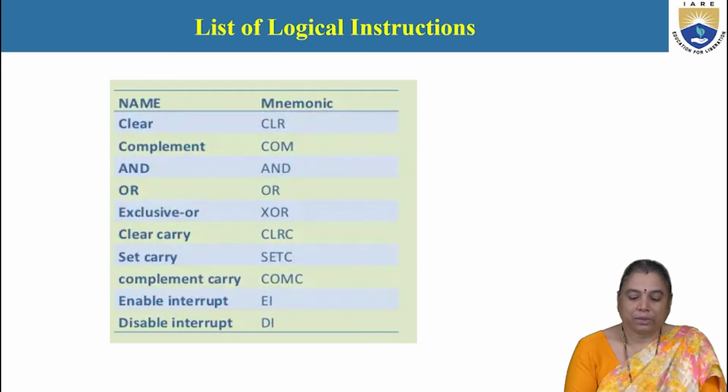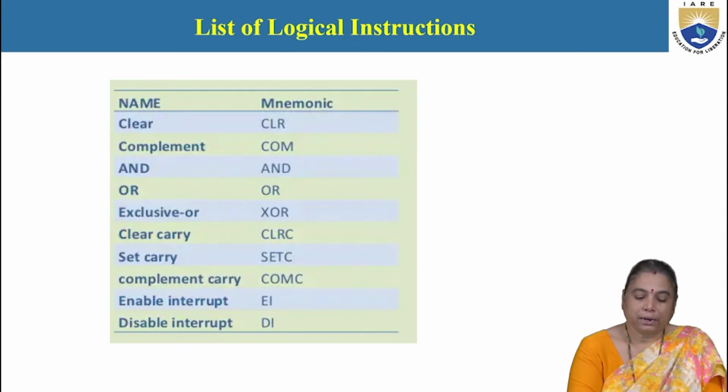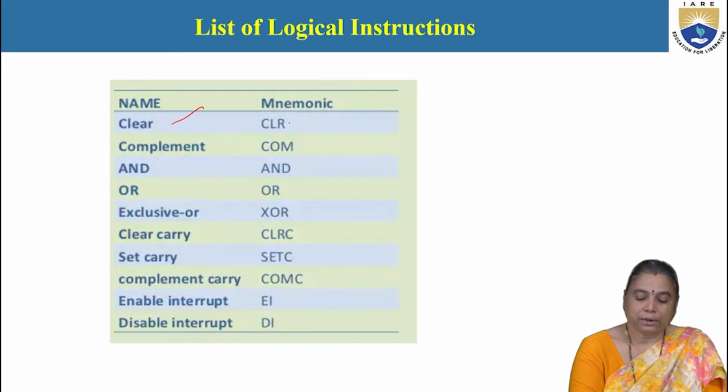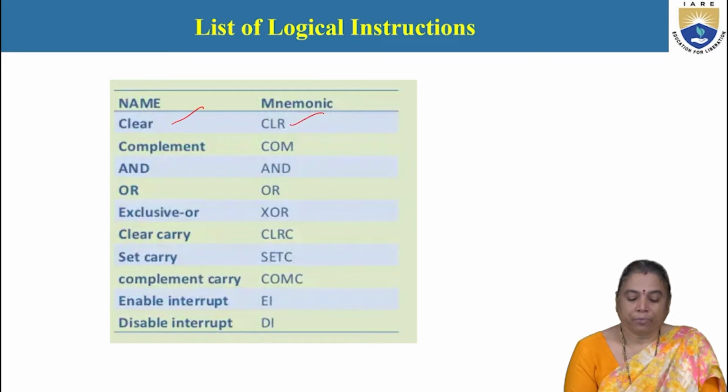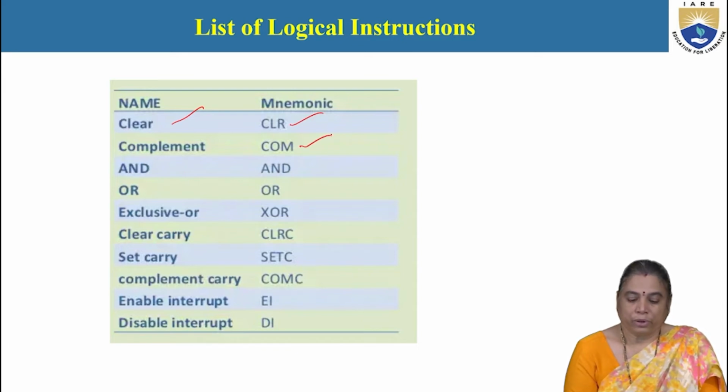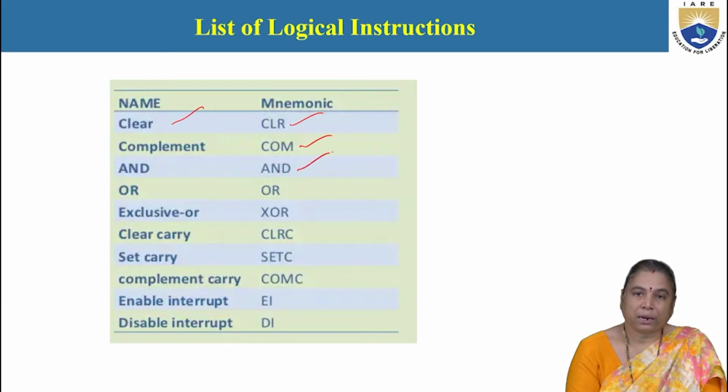The list of logical instructions: the clear instruction. It is used to store a 0 value in the specified register, and the mnemonic that can be used is CLR. To complement, the COM mnemonic can be used. To perform AND logical operation, the AND mnemonic can be used. In order to perform OR logical operation, OR can be used. For exclusive OR operation, the XOR mnemonic can be used.